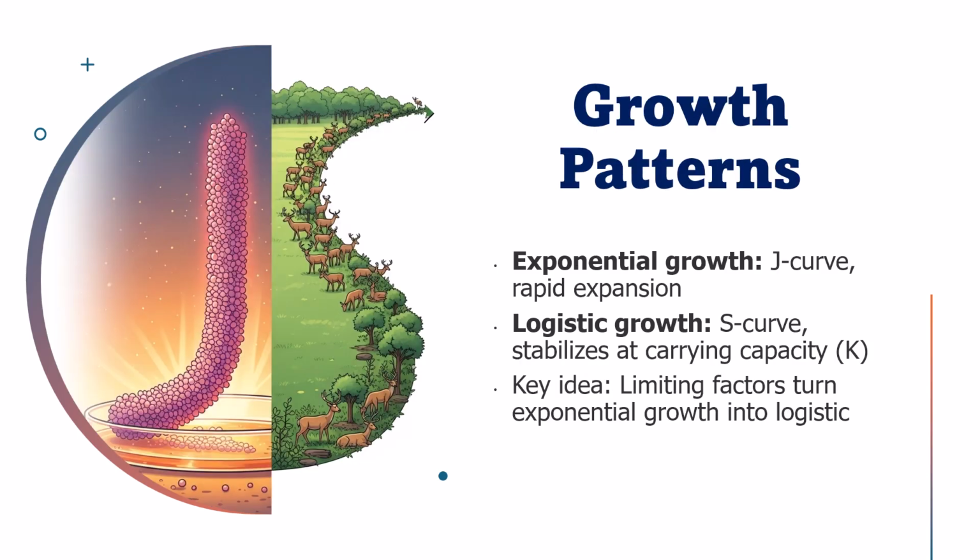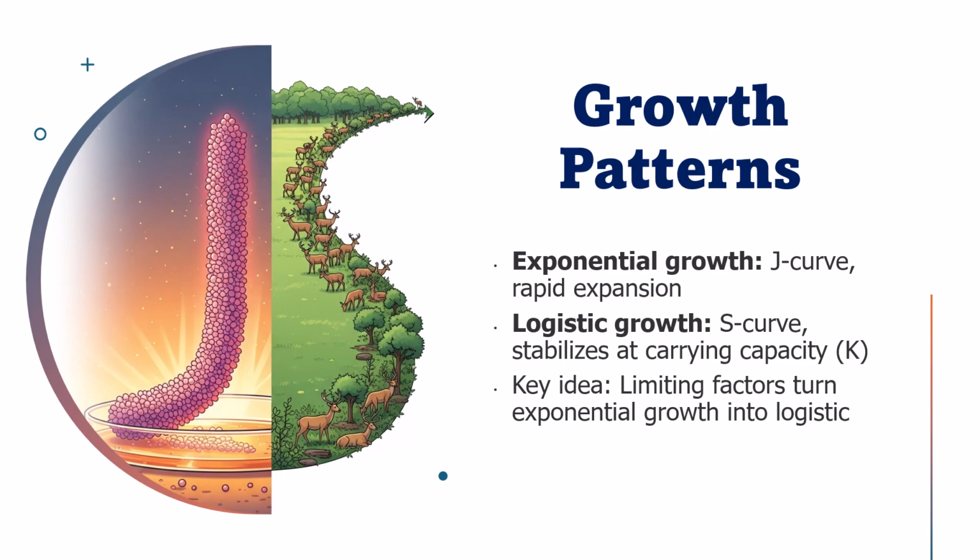Populations generally show two growth patterns. First is exponential and second is logistic. Exponential growth resembles a J-shaped curve where numbers explode under ideal, unlimited conditions. Bacterial colonies in nutrient-rich media often demonstrate this rapid doubling.